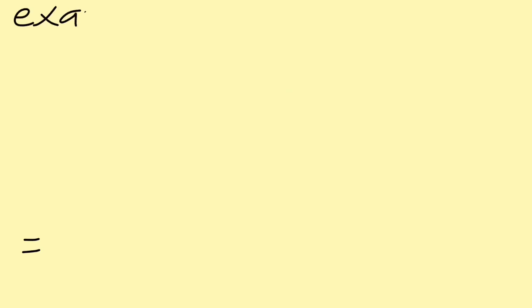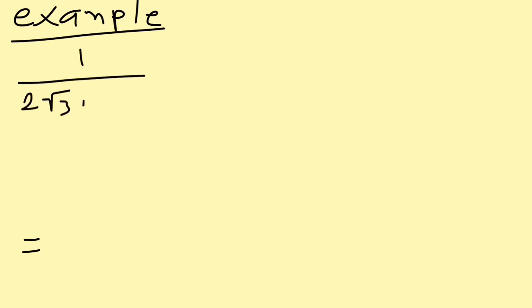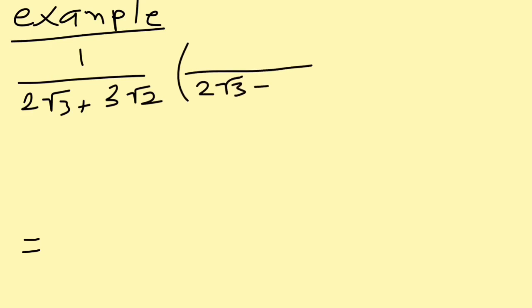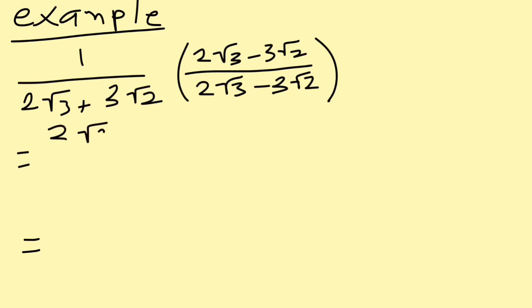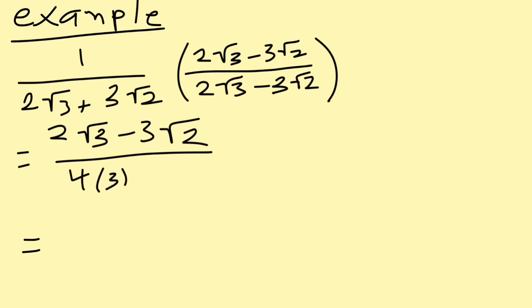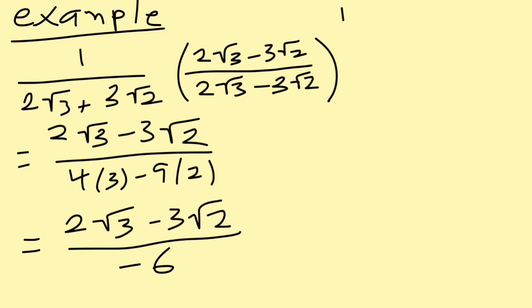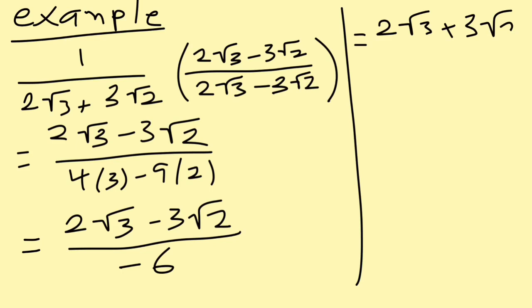So for the example of the second case just now, 1 over 2 surd 3 plus 3 surd 2. But it's minus, remember that. So it's equal to 2 surd 3 minus 3 surd 2 over 4 multiply 3 minus 9 multiply 2. So it's 2 surd 3 minus 3 surd 2 over negative 6. Simplify it, put the negative at front.